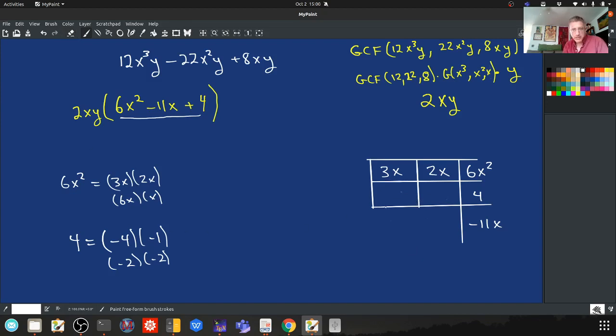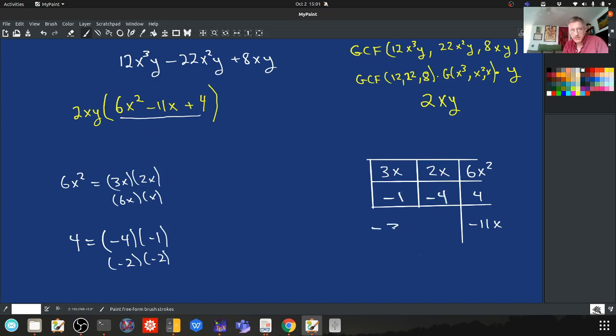Let's try minus 4 and minus 1. So that gives me minus 12x minus 2x. It gives me minus 14x. And I want minus 11x. So that's not going to work either. So let's do minus 1 and minus 4.